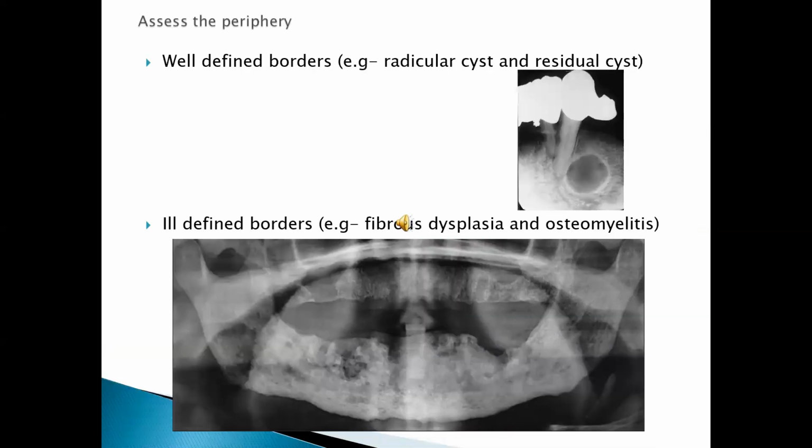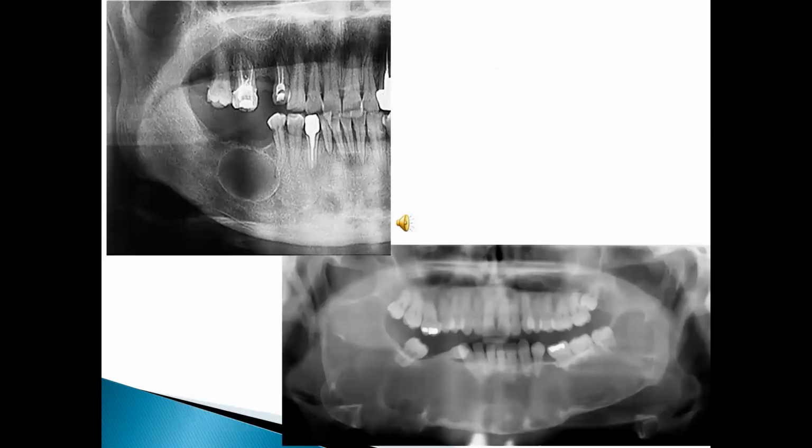The first one is the example of a radicular cyst or residual cyst. It has a very well defined margin. The second one is of a condition called fibrous dysplasia, also seen in osteomyelitis, where the margin is not at all well defined. Look at the first OPG. You have a clear, well defined, rounded structure, mostly hinting towards a cyst. But when you look at the second one, it has not got a clear margin, but appears scalloped throughout.